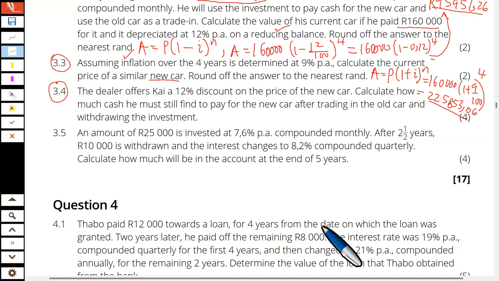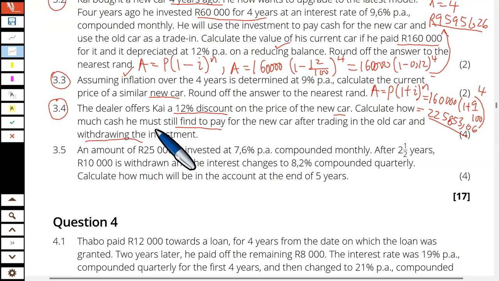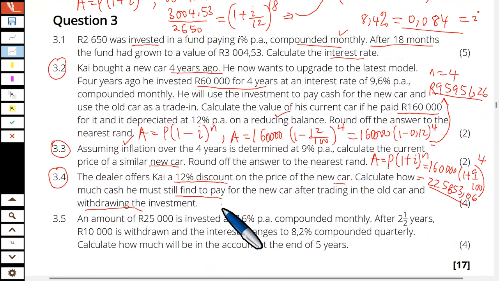Right. So now we're saying the dealer offers Kai a 12% discount on the price of the new car. So they are giving this guy a discount. Calculate how much cash he must still find to pay for the new car after trading in the old car and withdrawing the investment. So there are a couple of things here. He must withdraw the investment, but also he must pay for the new car. Simultaneously, he must trade in the old car to get the new one.